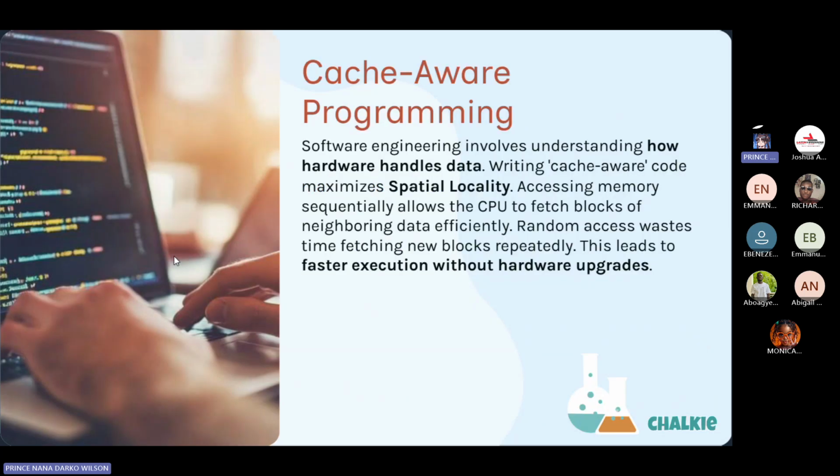Cache-aware programming. Software engineering involves understanding how hardware handles data. Writing cache-aware code maximizes locality, spatial locality. Accessing memory sequentially allows the central processing unit to fetch blocks of neighboring data efficiently. Random access wastes time fetching new blocks repeatedly. This leads to faster execution without hardware upgrades.